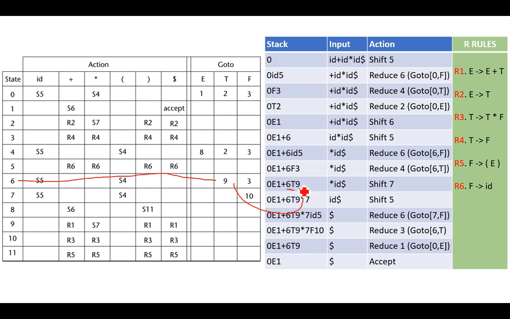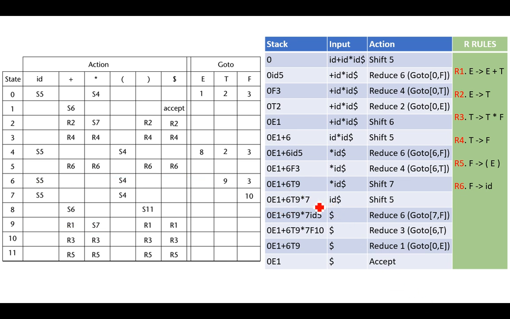Now that we have a state, we can check state 9 and asterisk. What happens there? State 9 and asterisk tells us that we can consume another input, and now we shift 7 to the top of the stack. So we consume asterisk. All right, let me clear the screen.